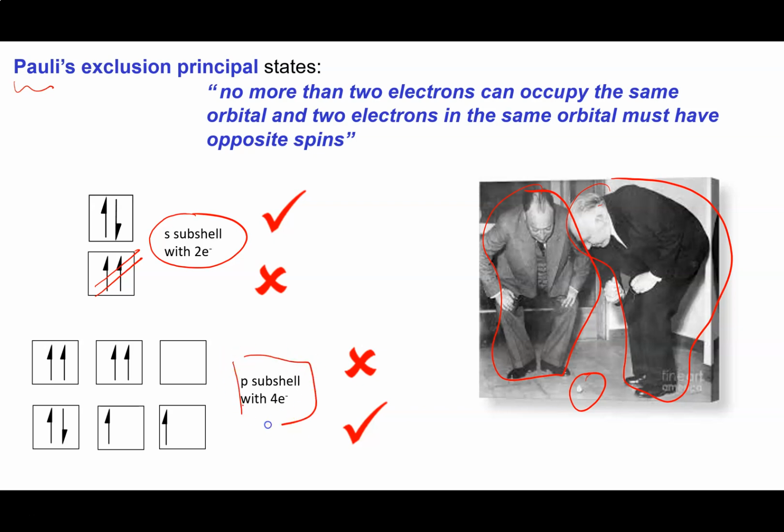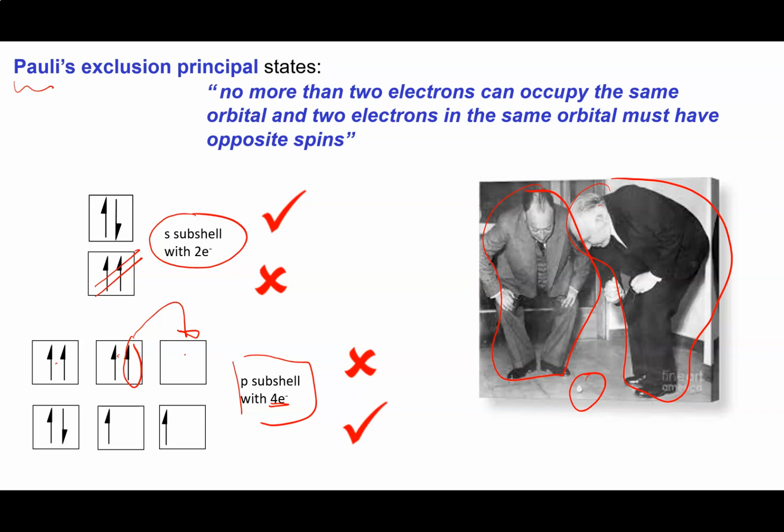Here I've got a p subshell composed of 3 orbitals, and I want to put 4 electrons in it. So I have to make sure that I'm in agreement with both Hund's rule and the Pauli exclusion principle. Hund's rule says don't pair up electrons in an orbital if there's another orbital available to put them in. So this electron needs to be over here because I've got an empty space there.